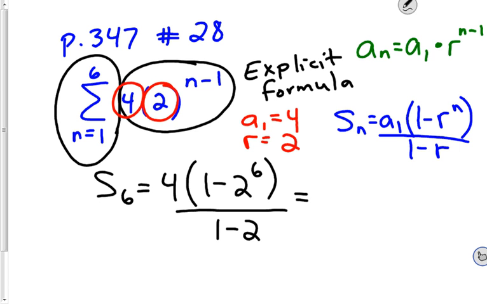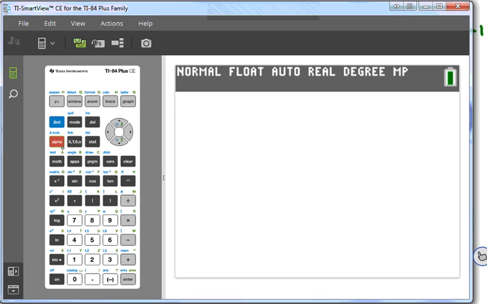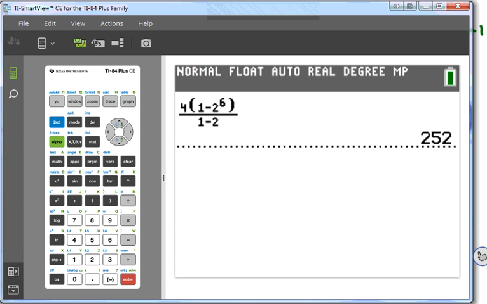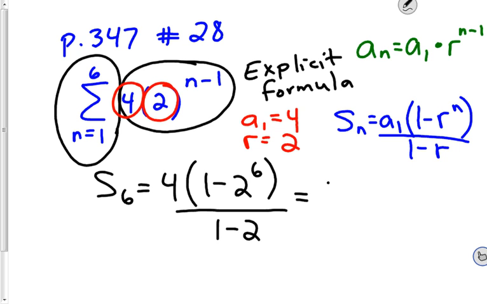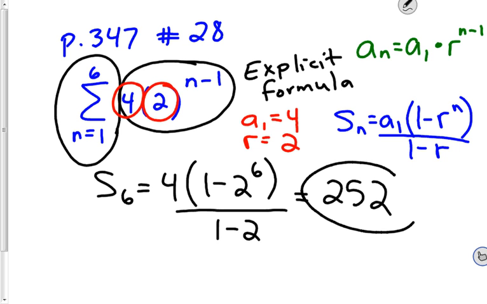And now we can plug this whole thing into the calculator. Four times 1 minus 2 raised to the 6th power. Close that off, bump to the bottom, 1 minus 2. 252 is the sum of the first 6 terms of this geometric sequence right here.